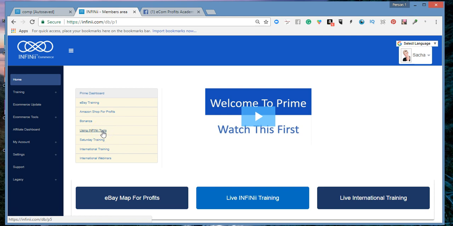We've got using the Infinii tools, which includes a research tool, a lister, and also a tracker. And the tracker tracks for your out of stocks and changes in price. And it doesn't matter how many listings you've got. We don't charge by the amount of listings. It's all included free within the membership.